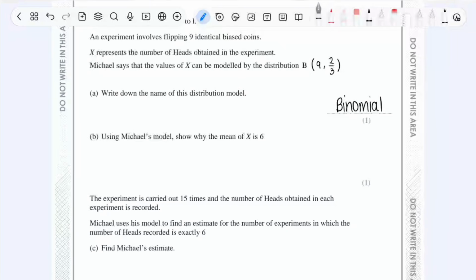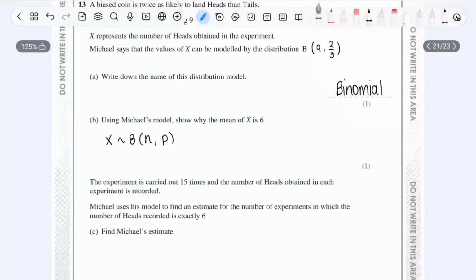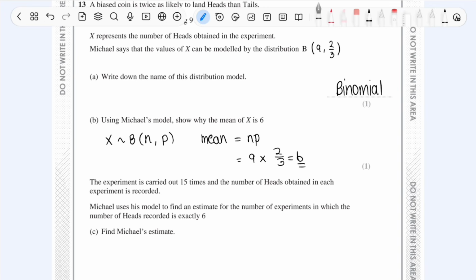Part B. Using Michael's model, show why the mean of X is 6. If X is the number of heads, then we can model it binomially, where n is the number of trials and p is the probability of gaining a head. And this is literally how you write it out, and you see this commonly written in A-level. The mean of X is basically the mean of the binomial model, and the mean of the binomial model is np. So if we show this, we can just do 9, which is the number of trials, multiplied by 2/3, and you get 6. And guess what? That matches the mean of X.